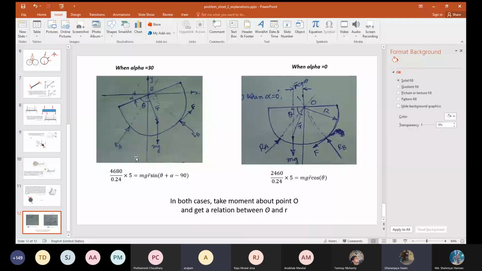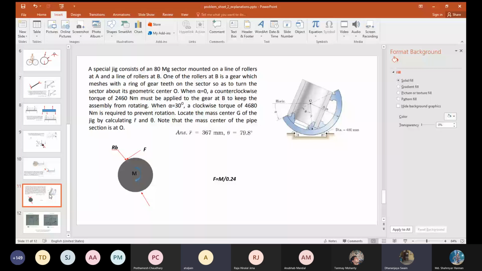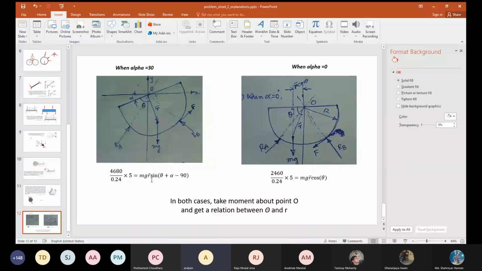We are drawing the free body diagram of this blue one and this rectangle. The entire thing I am drawing all at once. The torque is applied at the gear, which is causing an internal reaction of RB and F on our special jig. So it looks something like this. I think this free body diagram in itself is straightforward.